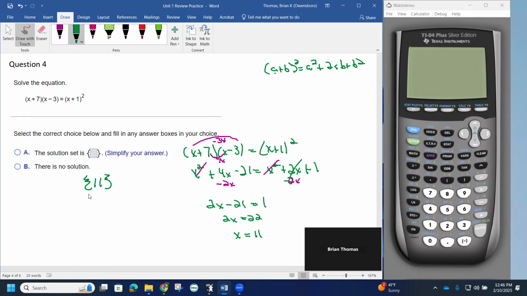So this actually is not a quadratic equation, as the quadratic term actually falls out of the problem and it turns into a linear equation. So we can use linear strategies to see what the answer is. And 11 should satisfy the equation.